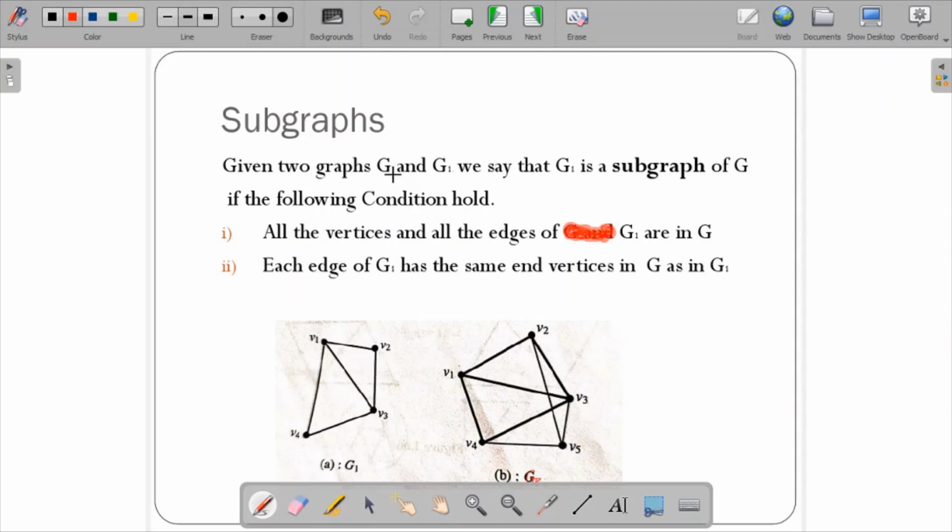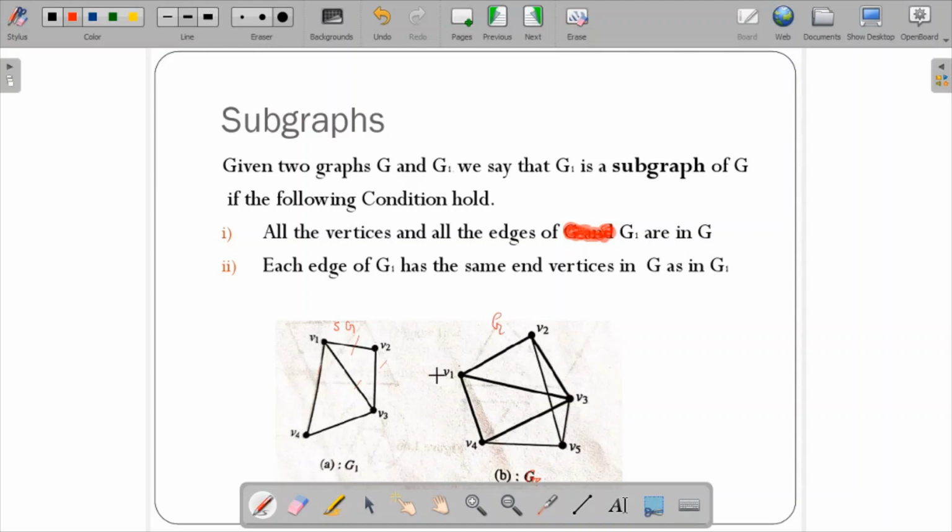Given two graphs G and G1, we say that G1 is a subgraph of G if the following conditions hold. One condition is that all the vertices, that is v1, v2, v3, v4, and all the edges of graph G1 are in the main graph. And each edge of G1 has the same end vertices in G as in G1. First I'll give an example, then we'll go back to the definition and recall the concepts.